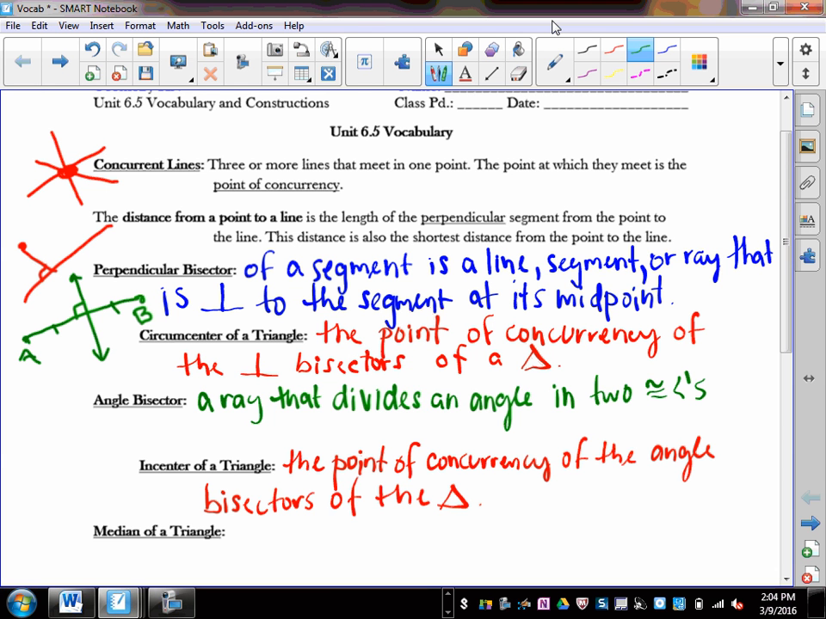Okay, so then our angle bisector, again, hopefully you remember this from previous classes, is when an angle gets cut in half.